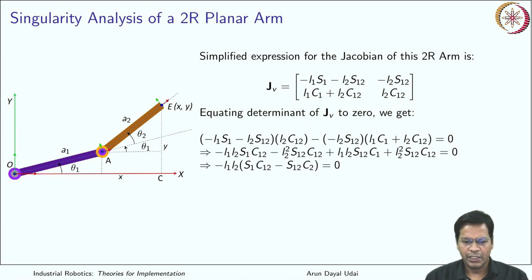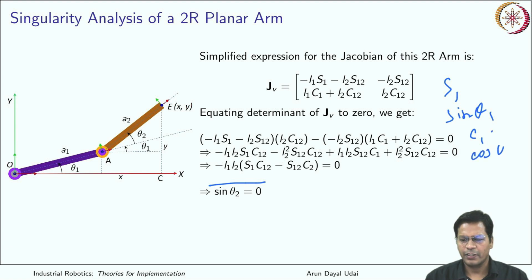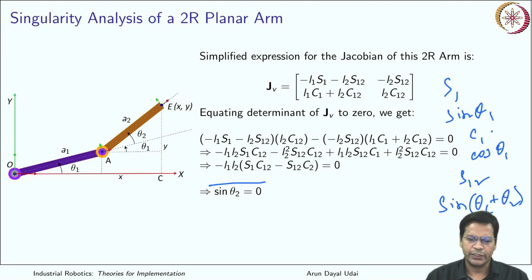Solving it further, I got till here. These are trigonometric equations. You can simply reduce it further and obtain sine theta 2 equal to 0. You remember S1 is sine theta 1, C1 is cosine theta 1, S12 is sine of theta 1 plus theta 2, and likewise. So you see, sine theta 2 equals 0.